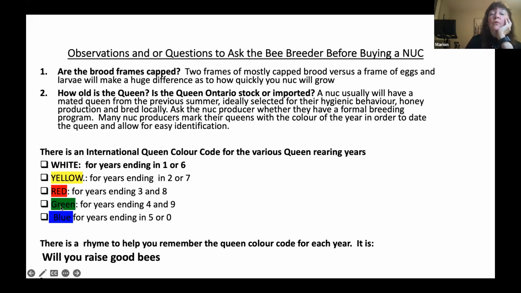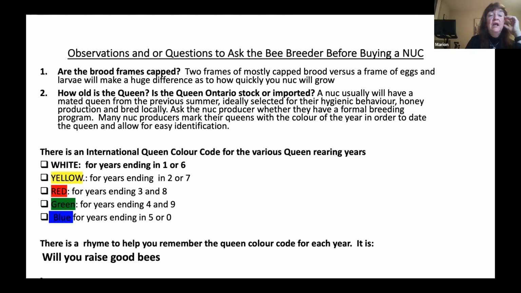How old is that queen? Is the queen stock or imported? A nuke usually will have a mated queen from a previous summer, ideally selected for hygienic behavior and production, and bred locally. Ask the bee producer whether they have a formal breeding program. And many nuke producers mark their queens with the colors of the year in order to be able to identify what year they were produced.